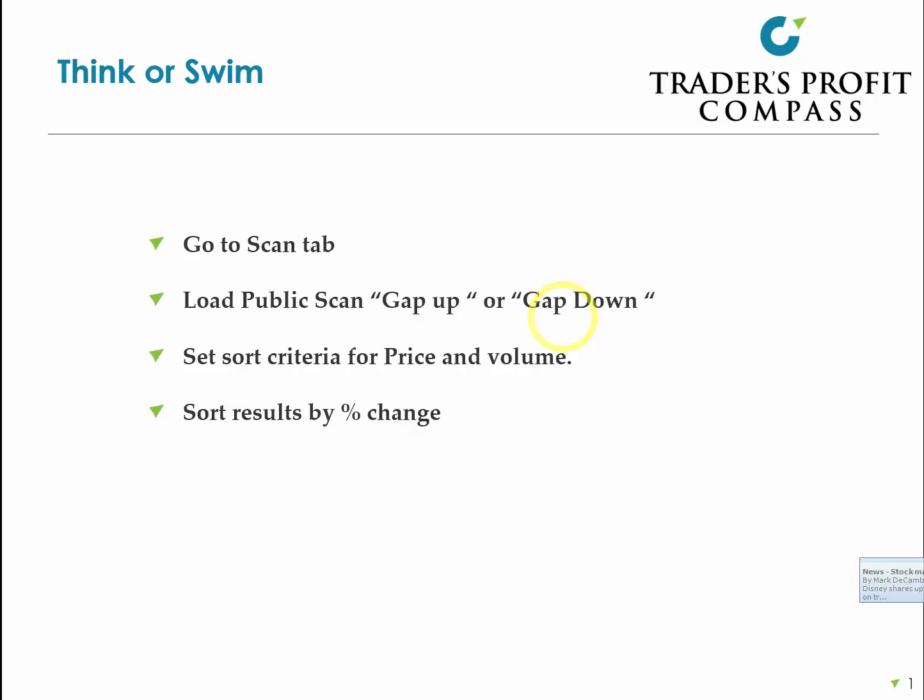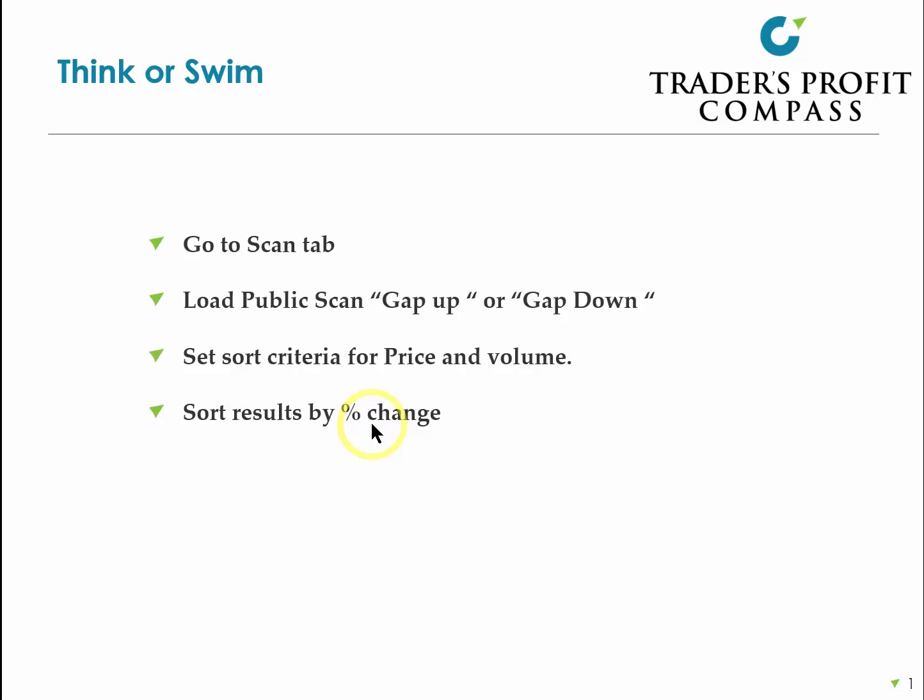If you're using Thinkorswim, you can go to the scan tab. They have a public scan where you can load for a gap up or a gap down. You can put in whatever sort criteria you want, and then put in any kind of volume criteria you want, hit scan, and then you can sort your results by percent change.